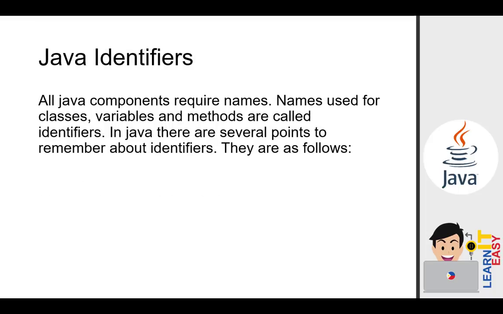All Java components require names. Names used for classes, variables, and methods are called identifiers. Identifier ang tawag natin sa pangalan na binibigay natin sa isang class, methods, and variables. And in Java, there are several points to remember about identifiers, and they are as follows.